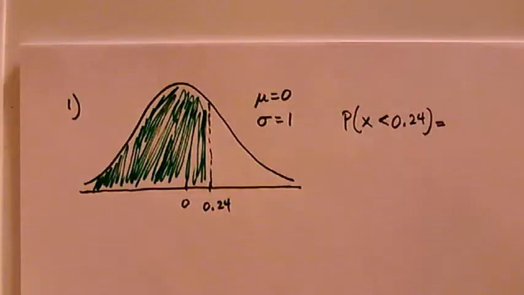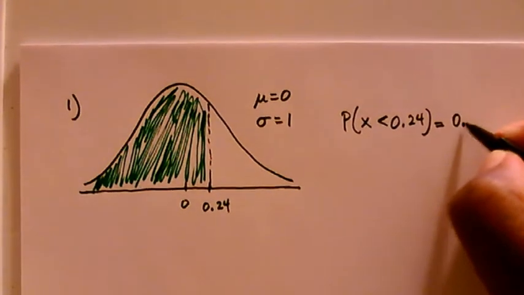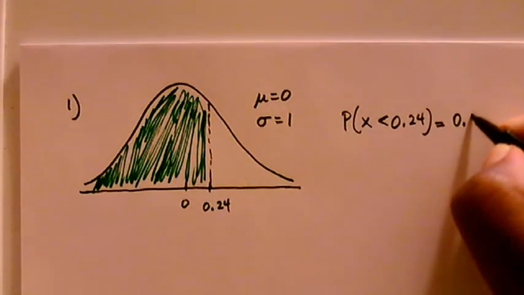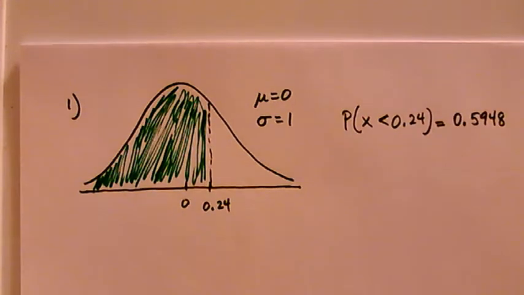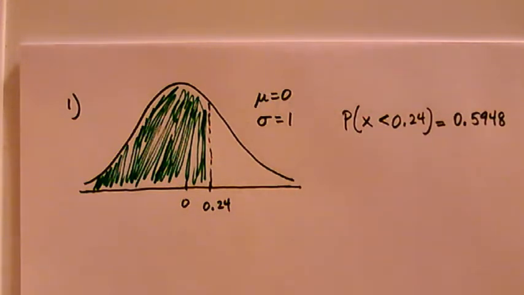Okay, that will be the probability that a randomly selected thermometer is less than 0.24 degrees Celsius, and that's going to be 0.5948. Okay, now the reason why we didn't have to convert this to a z-score is because our mean is 0 and the standard deviation is already 1. Okay, so that's problem number 1.